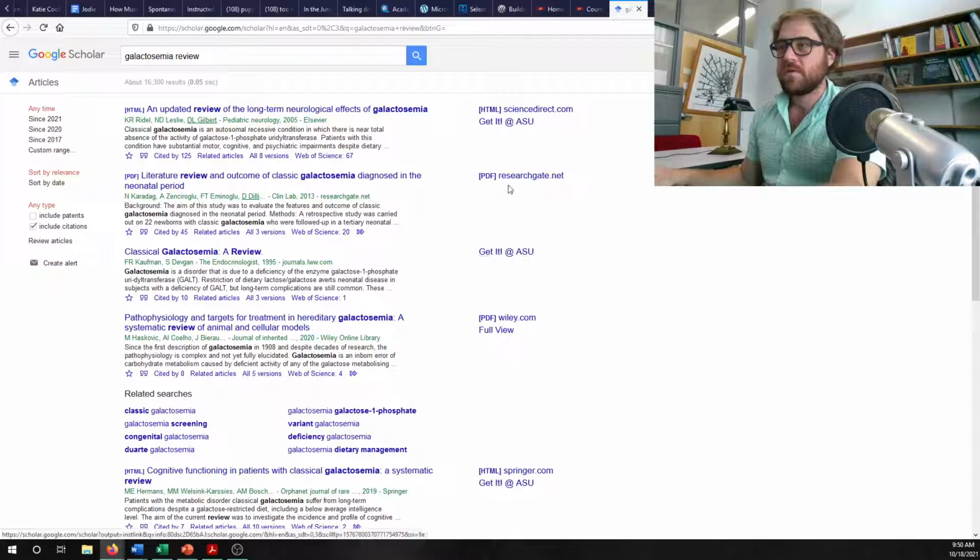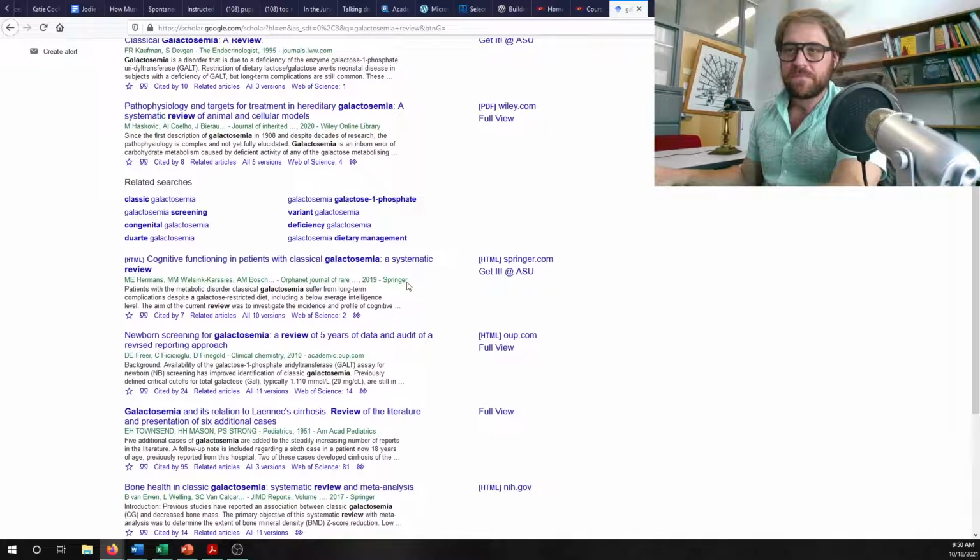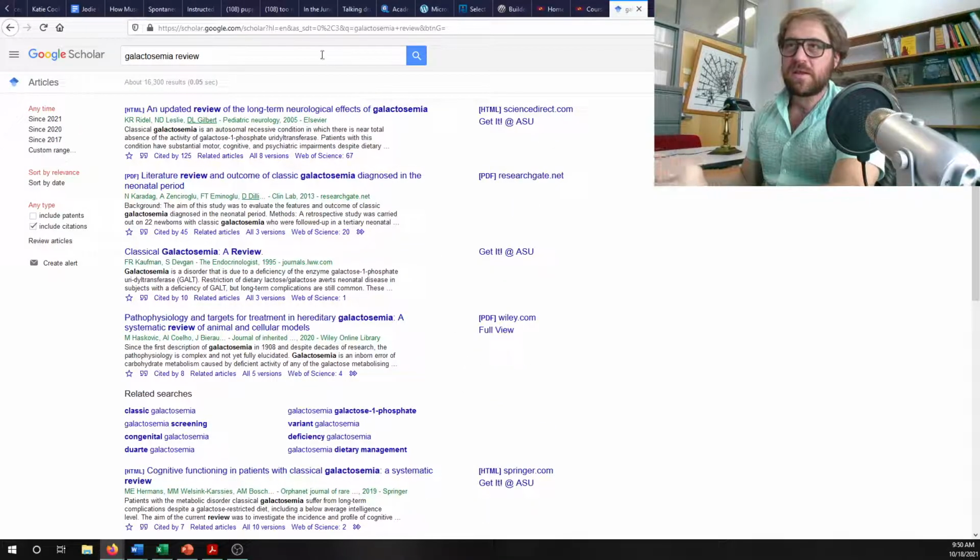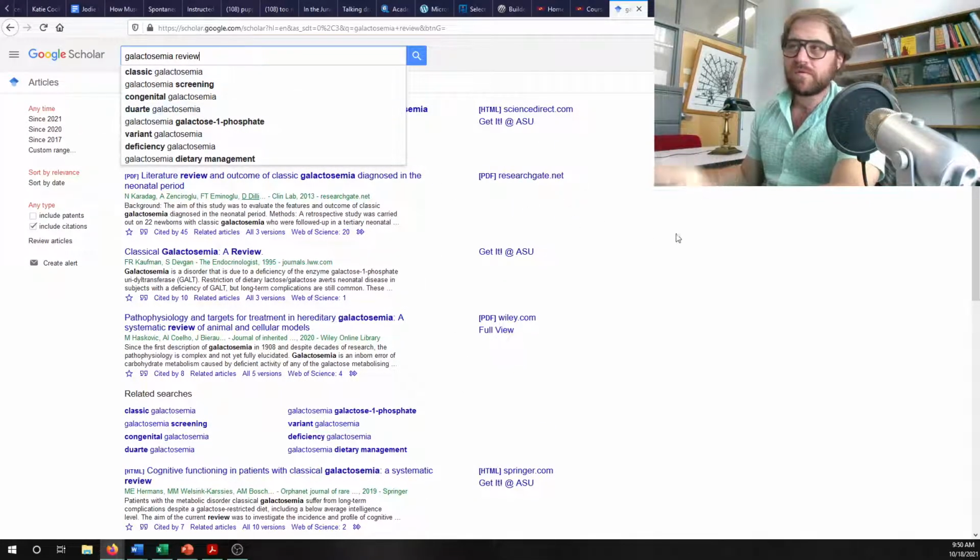So this one doesn't have a PDF that you can go to easily, but you can get it at ASU and get it that way. There's cognitive functioning in these patients, etc. And you get all this just by typing in review.